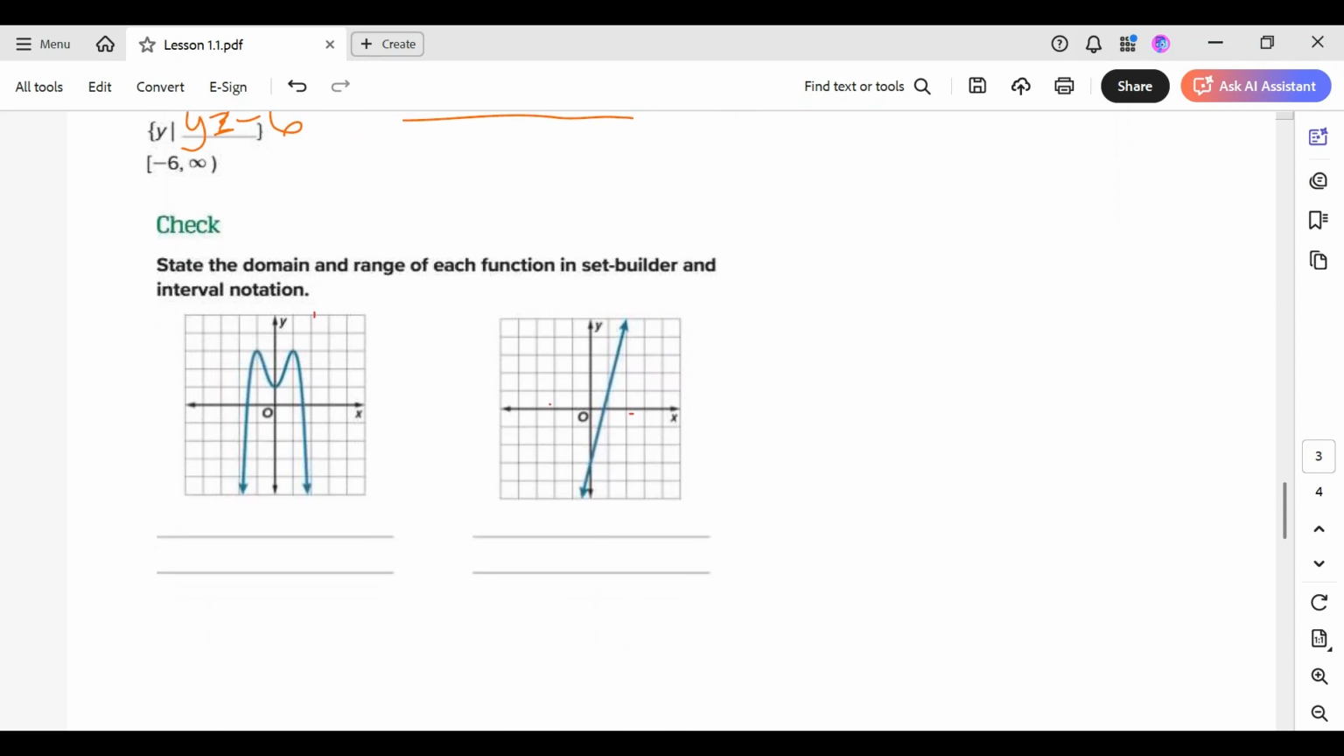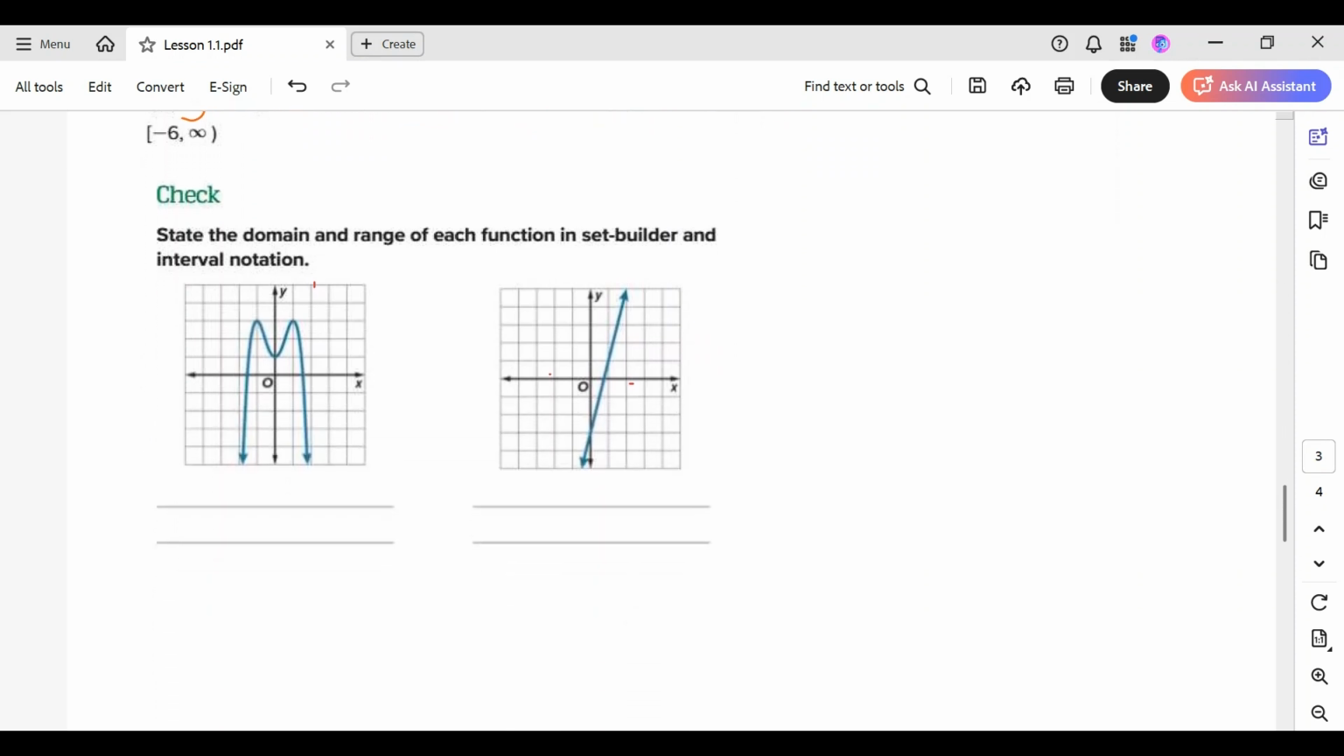Let's look at our check value. In our check, it says state the domain and range of each function in set builder and interval notation. So we're going to start with our domain first. Remember, it wants us both in set builder and interval notation. So the domain, in set builder notation, is going to be braces x, if and only if x is all real numbers, because remember, domain means left to right.